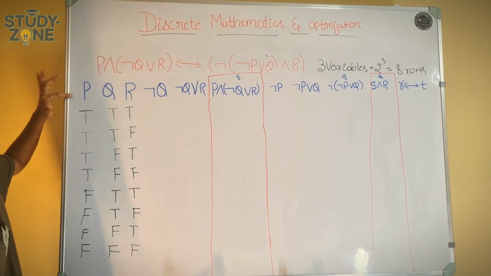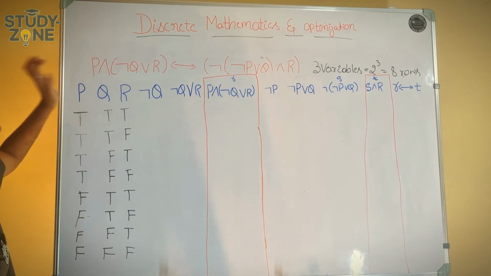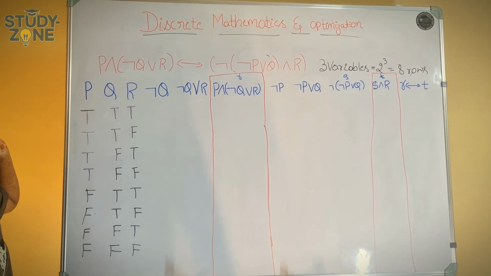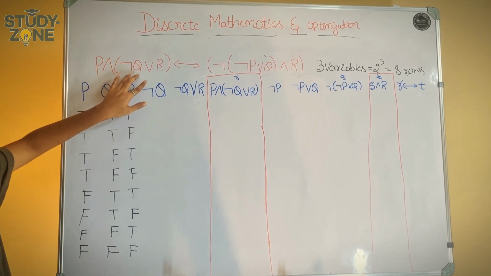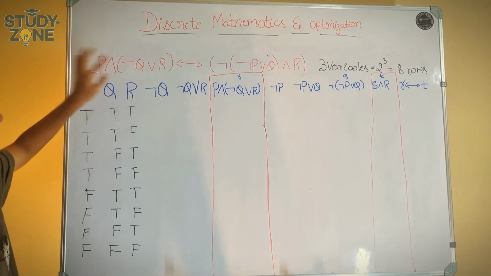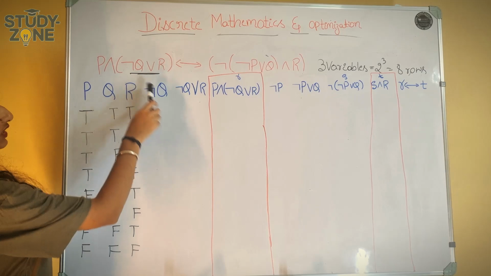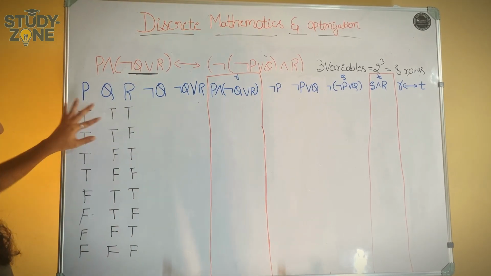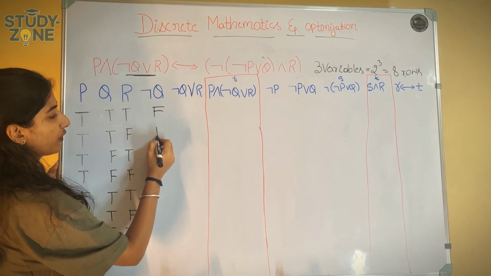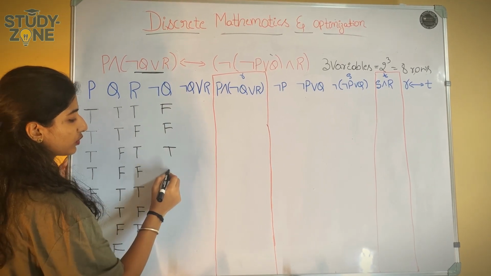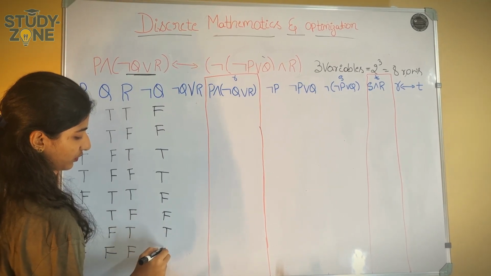After filling the P, Q and R columns, we have to solve the first compound proposition, that is the left hand side compound proposition. In it, we have to solve the first thing, that is inside the bracket, correct? The thing inside the bracket is not Q or R. So negation of Q means true, true, false, false, true, true, false, false.